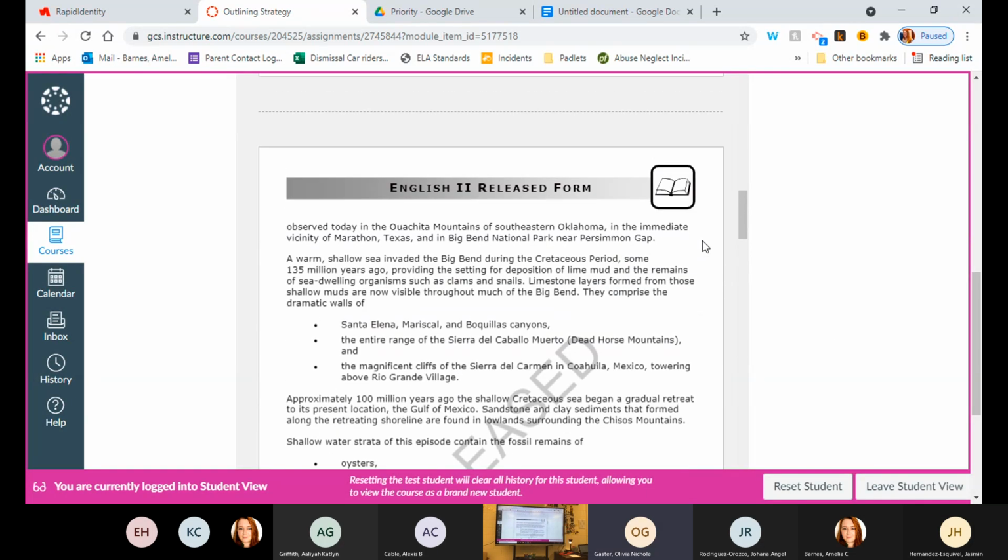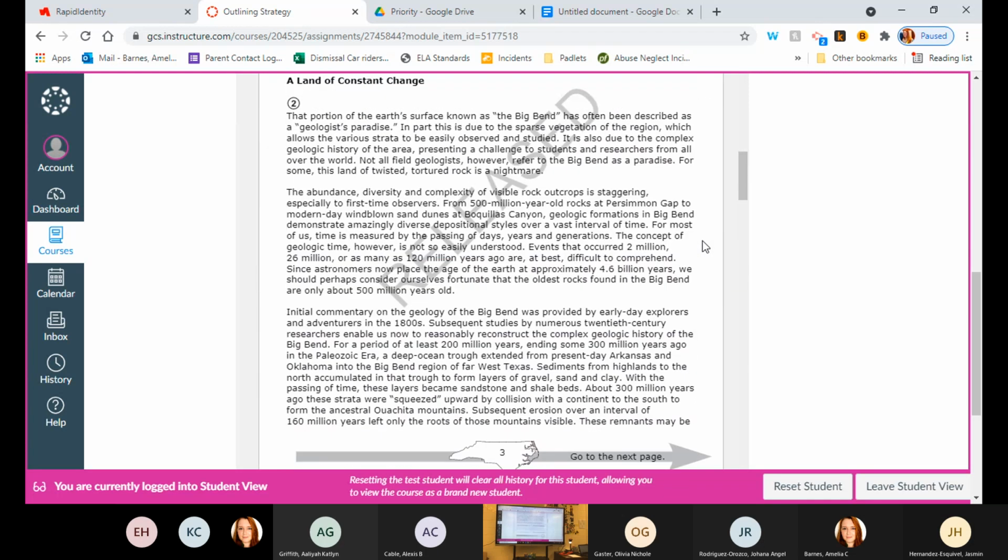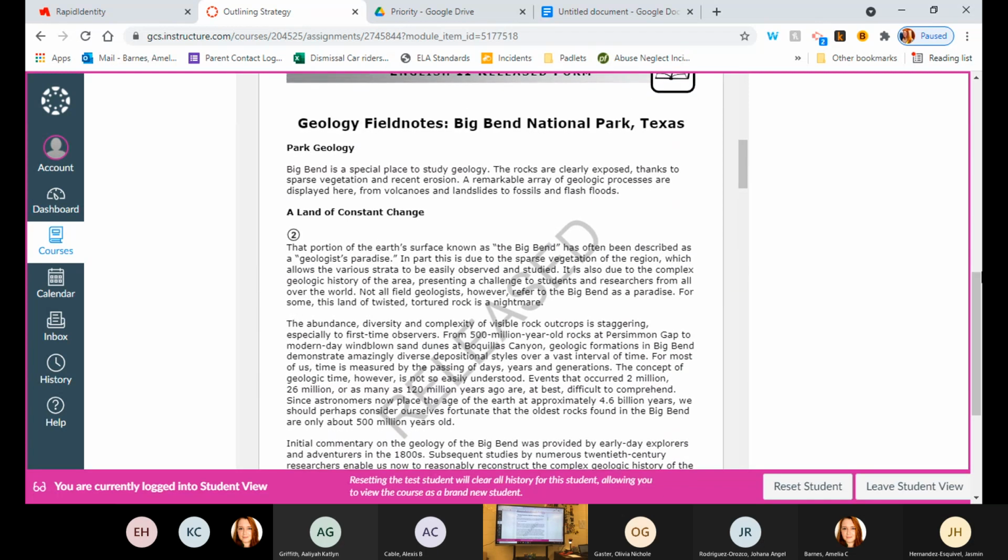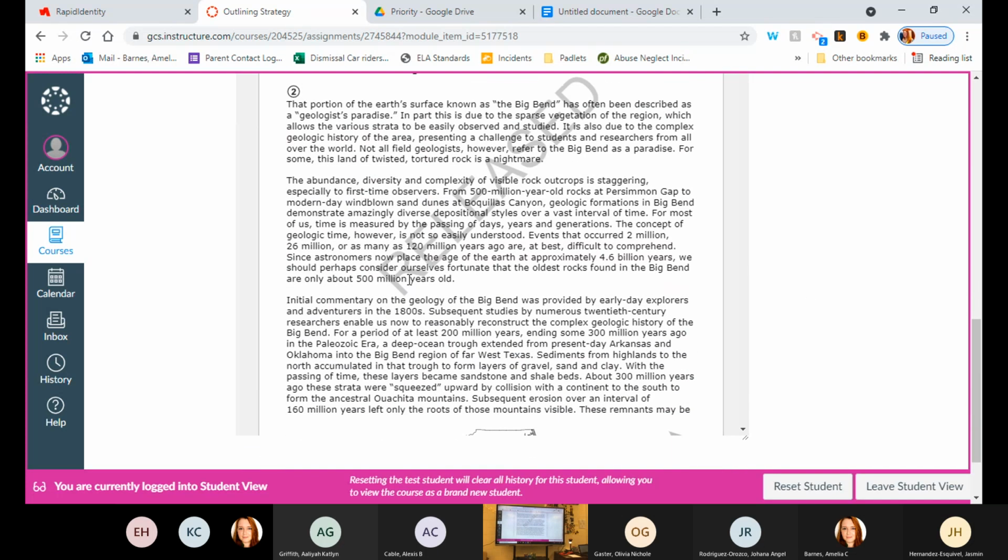Really what it's asking for when you see structure, think organization, right? So what order is information presented? So at the beginning, we get an introduction that says it's a special place to study. Then we get an explanation that it's a geologist's paradise.